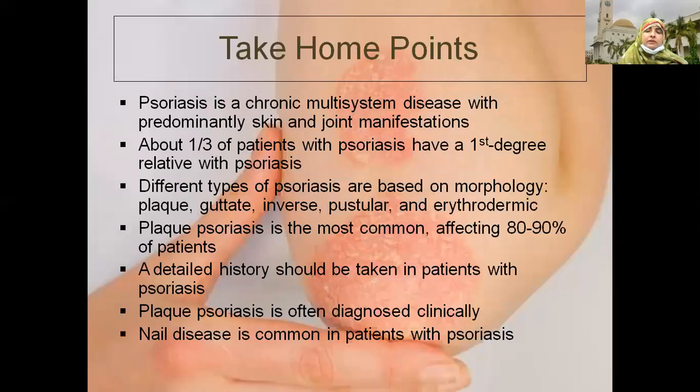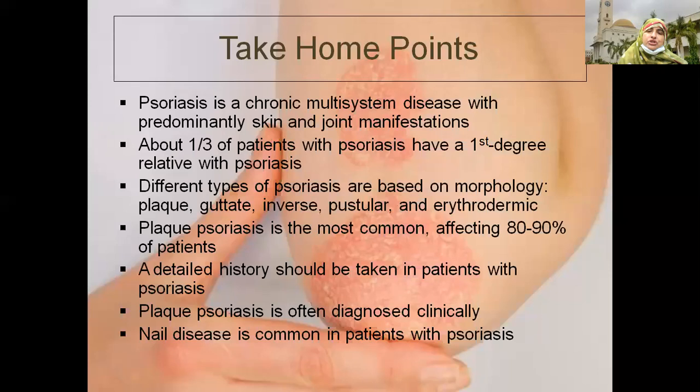So at the end, what is the take-home message? It's a chronic disease, it sometimes involves other systems, so it's a multi-system disease predominantly involving the skin, but may involve the joints and nails. And about one-third of these patients may have first degree relatives, that is siblings or offspring, affected. And different types of psoriasis we discussed on the basis of morphology. That is the most common, psoriasis vulgaris, or the plaque psoriasis, guttate, pustular psoriasis, erythrodermic psoriasis, inverse psoriasis.